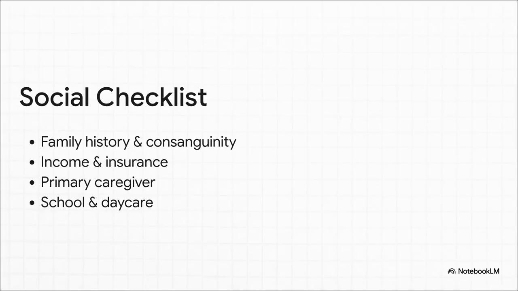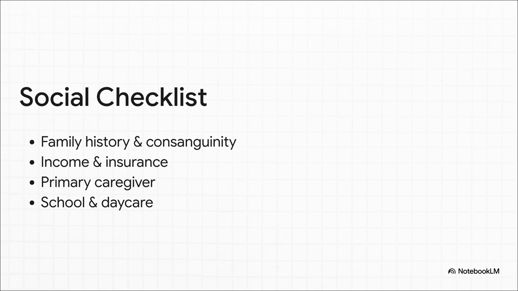The developmental station is notoriously packed with positive data in the social history, and examiners are literally just waiting to give you marks for uncovering it. Here is your high-yield social history checklist. You need to ask about family history and consanguinity. Basically, are the parents related?